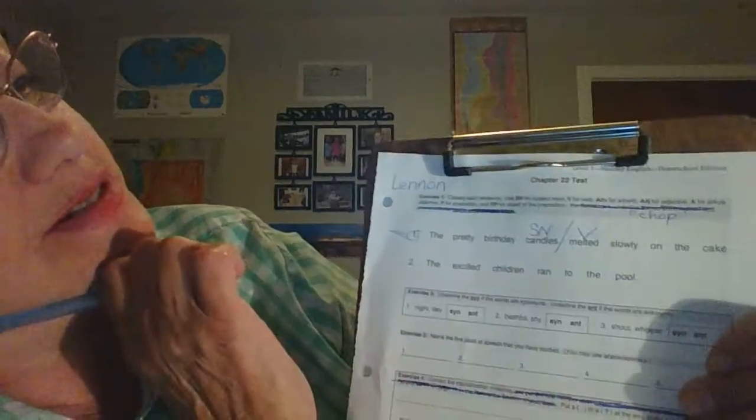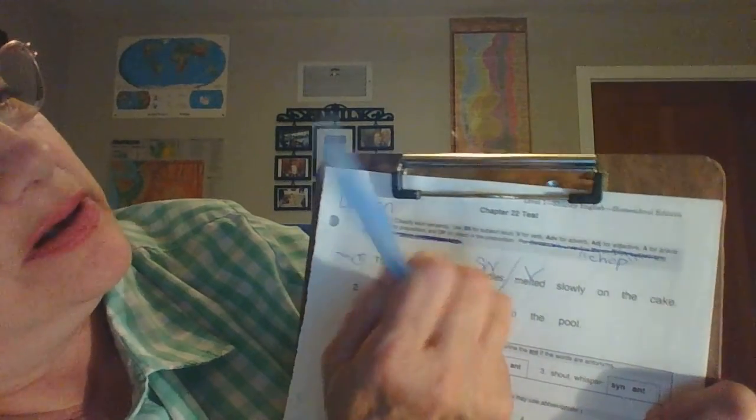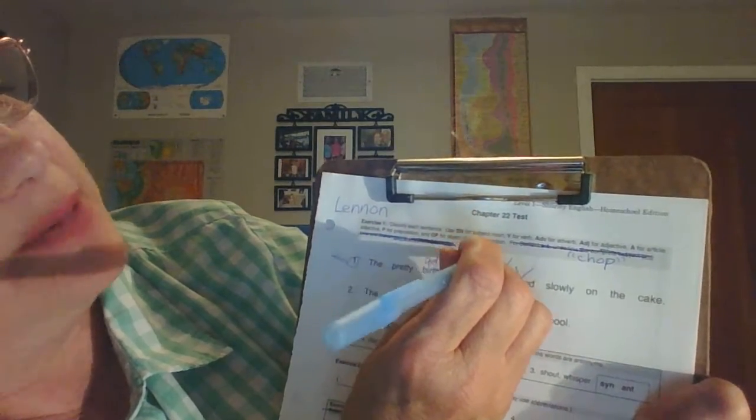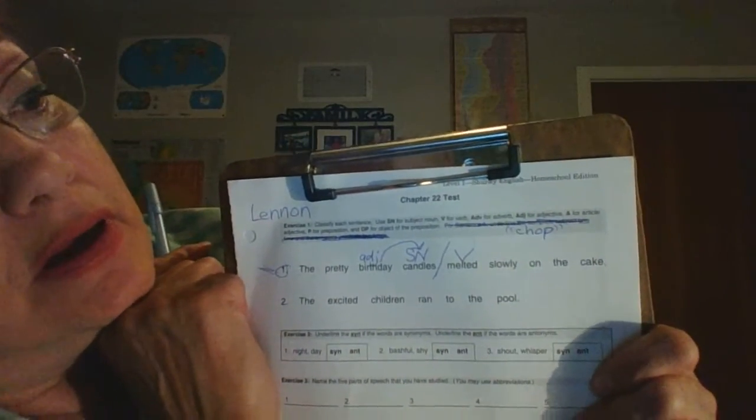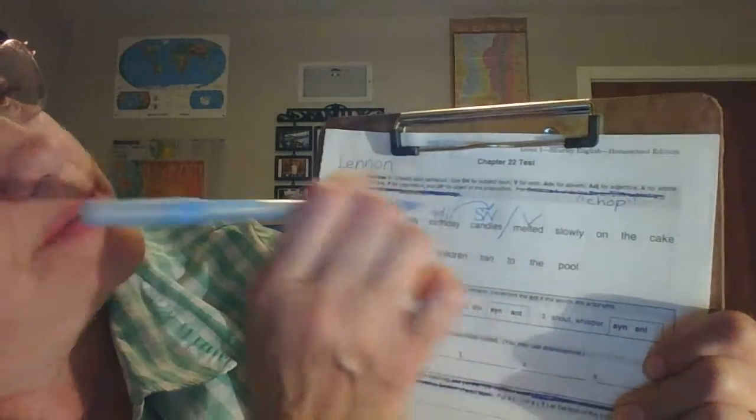Okay, now we have our 2 most important words. And we're going to go to our subject part of the sentence. We're going to start thinking about what these words do to the subject noun. The pretty birthday candles. Well, birthday is sometimes a noun, but in this case, since candles is our subject noun, birthday is an adjective to candles. It's actually describing what kind of candles. Remember, adjectives describe what kind, which one, and how many.